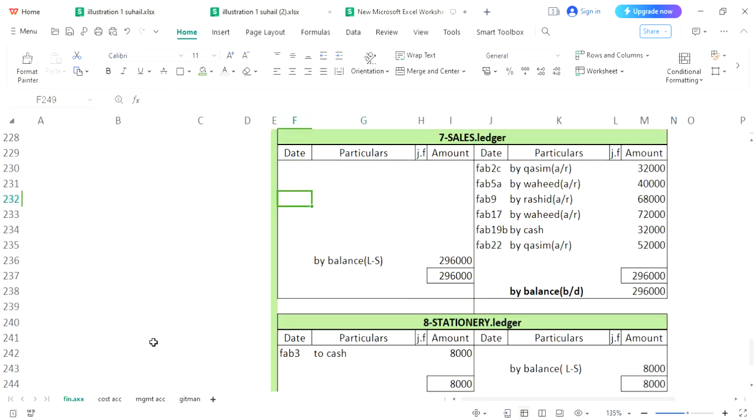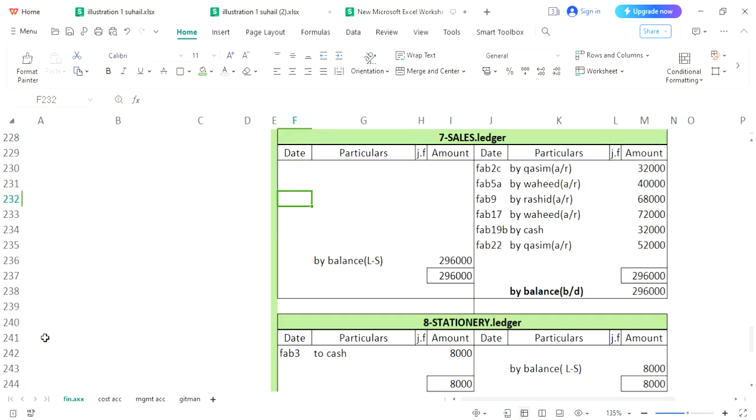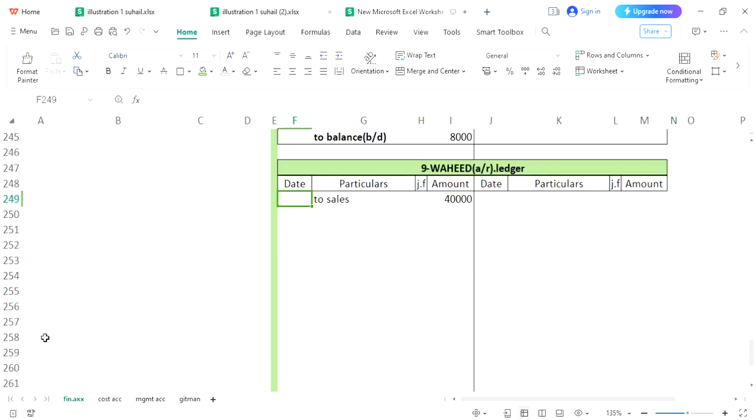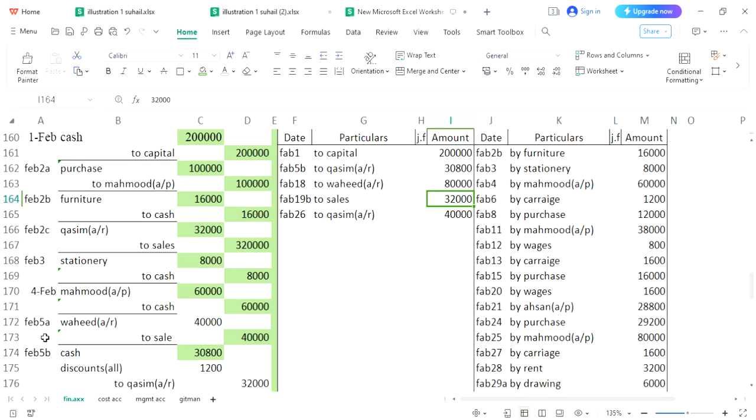Now see for 40,000 what was the date? February 5. So come over here and write down February 5. For sales 40,000, the date is mentioned, the reference is given, and the amount has been posted, 40,000. So the entry including 40,000 has been completed, this one, and you can mark it as a completed entry. We are making Waheed's ledger.